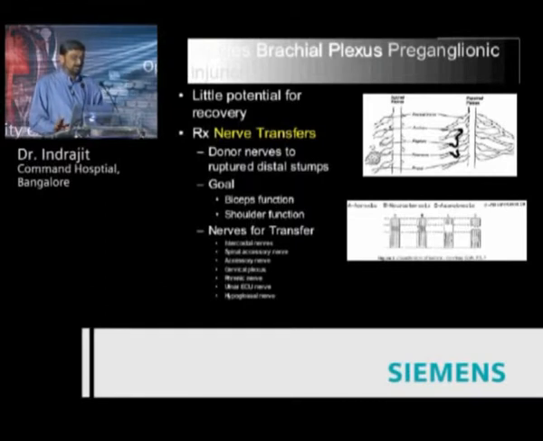A preganglionic injury has little potential for recovery. The treatment is nerve transfer. What happens is the donor nerves are attached to the ruptured distal stump. The aim of treatment of these injuries is to get good biceps function and shoulder function. A variety of nerves, as listed, have been tried for nerve transfers with good success.